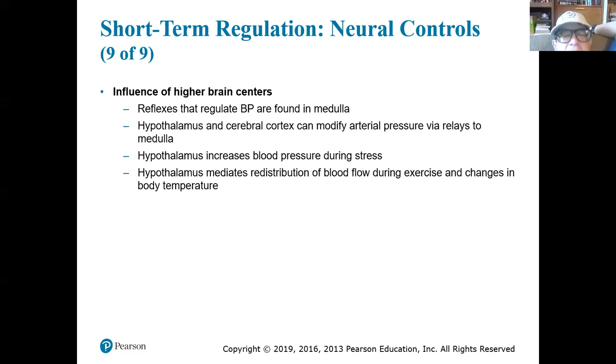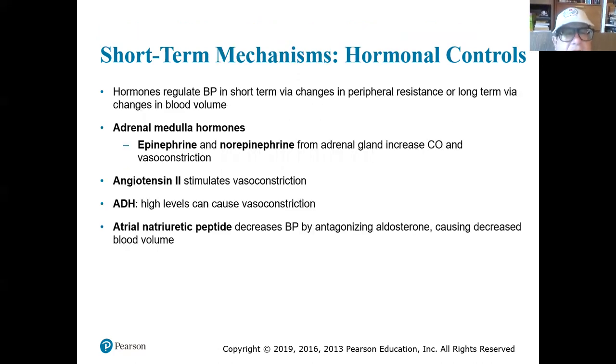Influence of higher brain centers that regulate blood pressure. The hypothalamus and the cerebral cortex can modify blood pressure by sending signals to the medulla telling it what to do. The hypothalamus can increase blood pressure when we're stressed. The hypothalamus can also control redistribution of blood during exercise and changes in body temperature. Obviously, during exercise, you need to shunt blood to the exercising muscles.